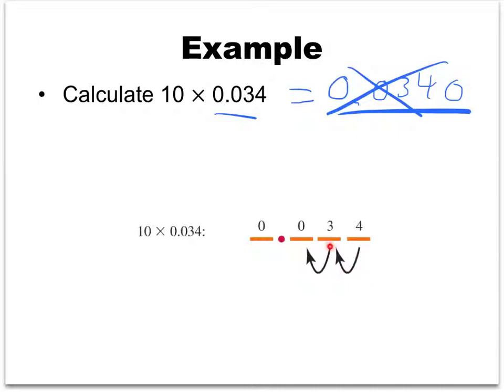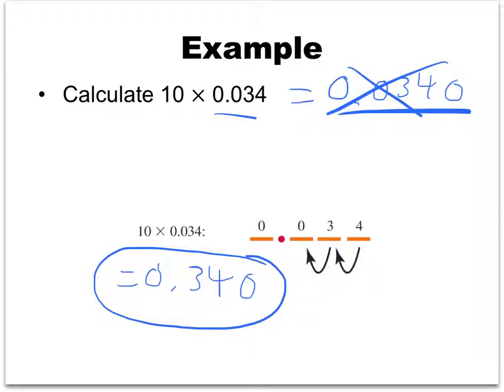And so this 3 that was in the hundredths digit is going to get moved over to the tenths digit. The 4 that was in the thousandths is going to get moved over to the hundredths place. And so 10 times 0.034 is going to be 0.34. And we could add a 0 on the end if we wanted to, but that's not really necessary. So there's our answer. We moved each digit one place to the left, and we got 0.34.